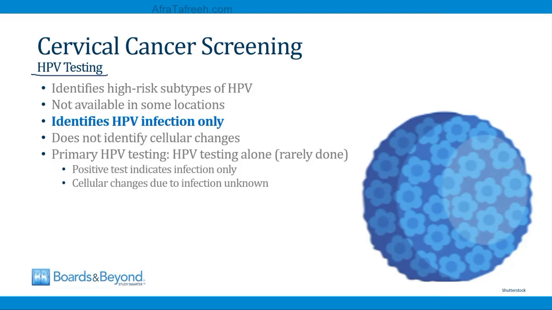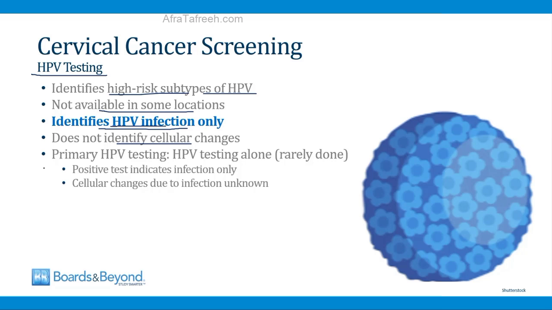This testing also analyzes a sample of cervical cells, but it identifies specific high-risk subtypes of HPV virus. It's not available in all locations. Pap smear is widely available, but HPV availability is more limited. And importantly, it identifies HPV infection only. It doesn't tell you if the epithelium has begun to change because of HPV. That's what a Pap smear will tell you. This will tell you only that HPV infection has occurred.